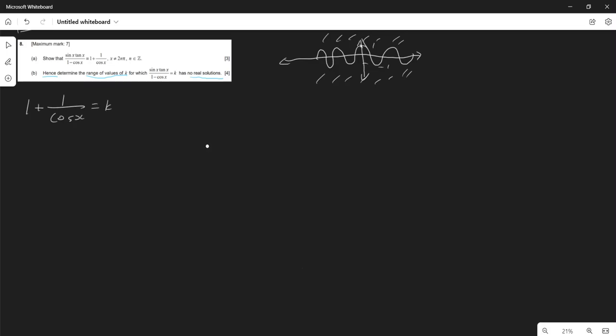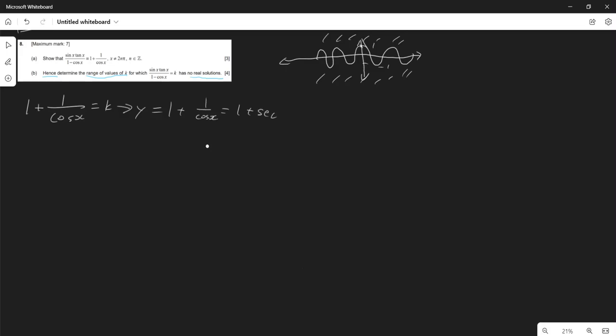And so we want this to have no real solutions. Now this is an expression we can actually deal with, do some algebra with, do some modeling with. And so in the mark scheme, there's one solution that tells you to just consider the graph of y equals 1 plus 1 over cosine x, which is also equal to 1 plus secant of x. Secant is just 1 over cosine.